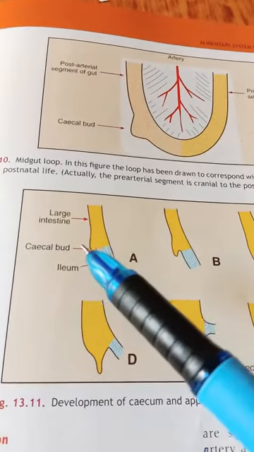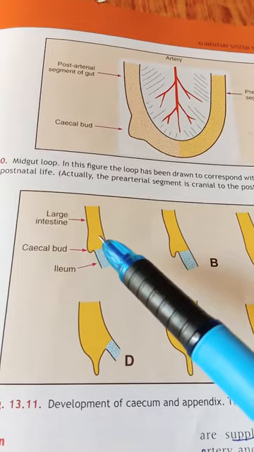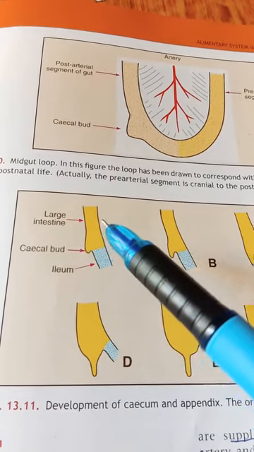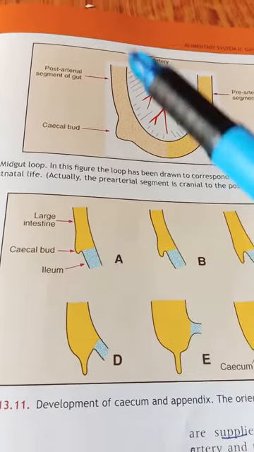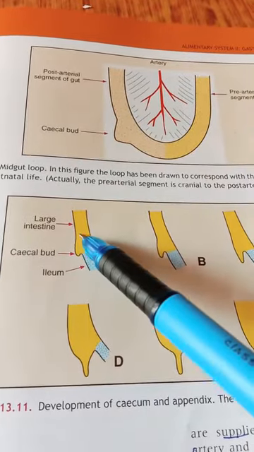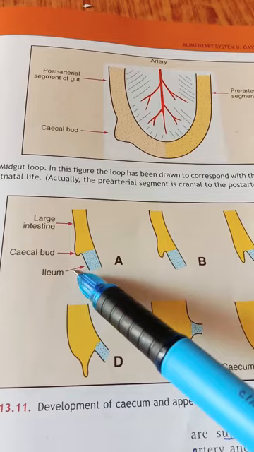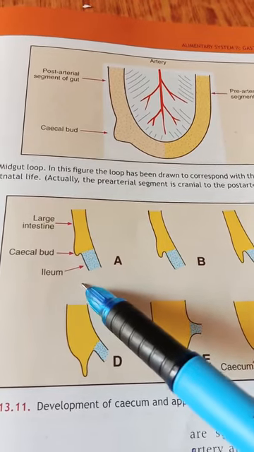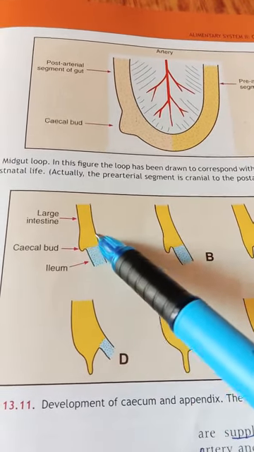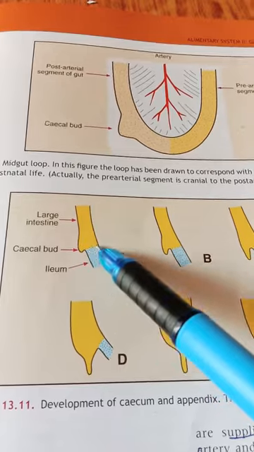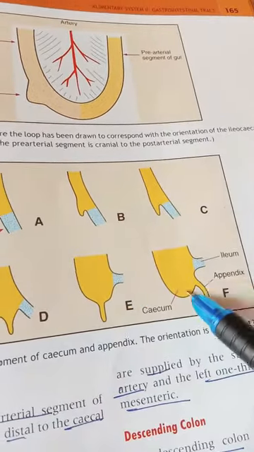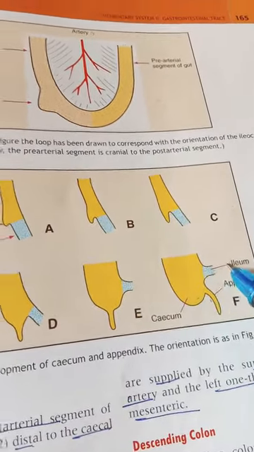So you can say this is a cecal bud which is mainly forming from our posterior arterial segment of the midgut loop. We know this is a post-arterial segment, so it gives rise to the cecal bud. And the appendix is formed by enlargement of this bud, and the proximal part of the bud forms the cecum. This forms a cecum, and this forms an appendix. This forms the ileum.